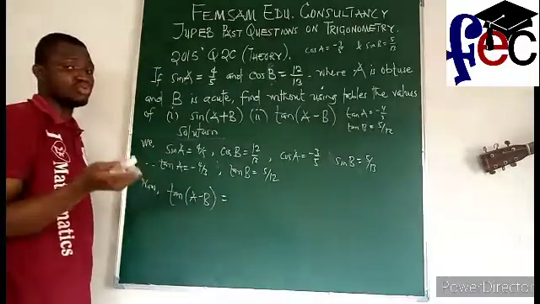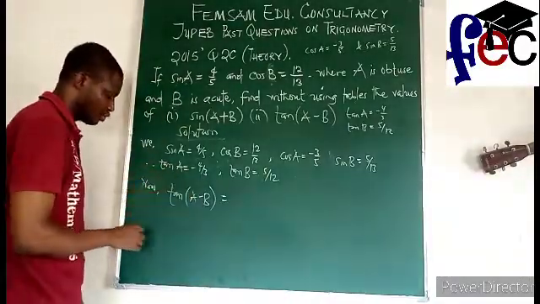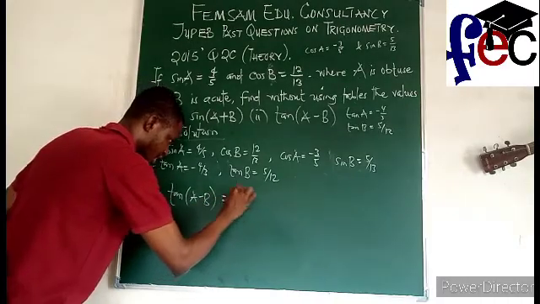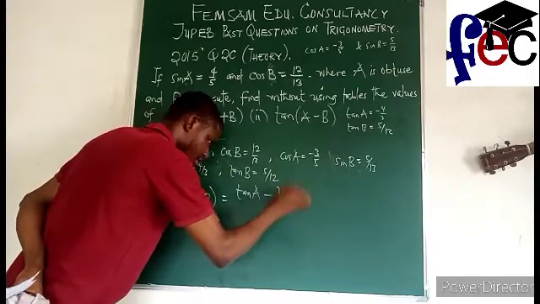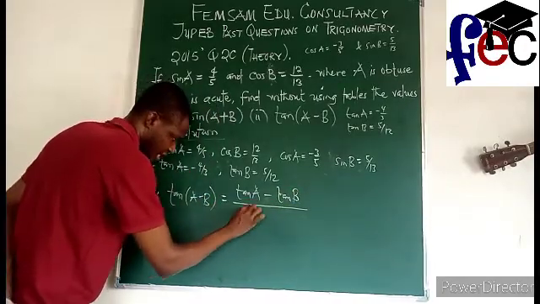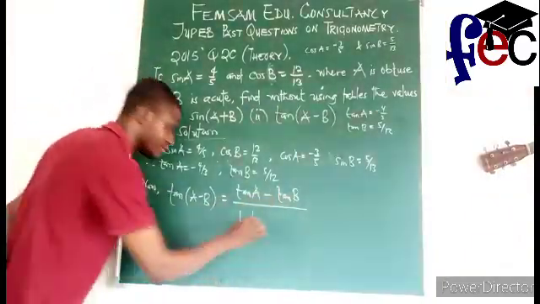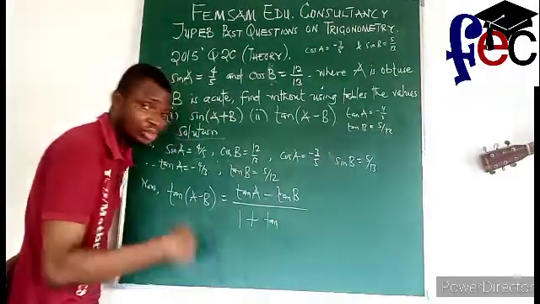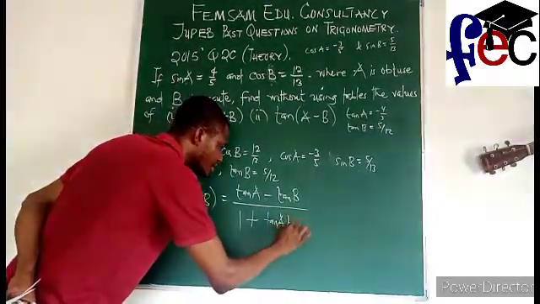I will do the proof of this in another video, but here I will just have to quote it. So this will give us tan A minus tan B divided by 1. If it is negative here, the next sign here will be positive. If it is positive here, the next sign here will be negative. That's just a way to master it. Tan A, then tan B.